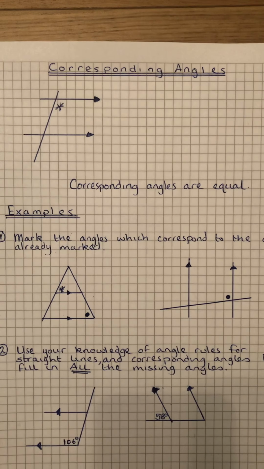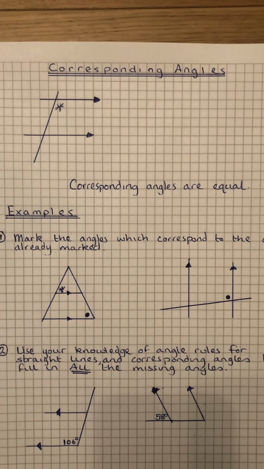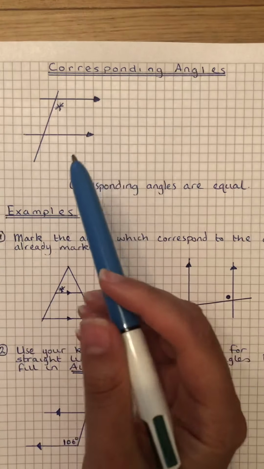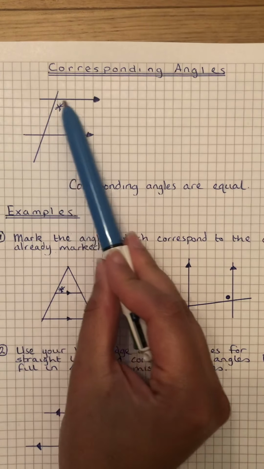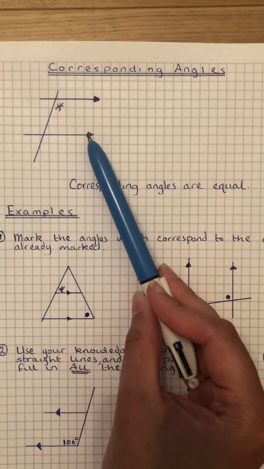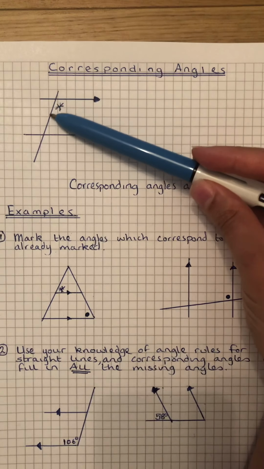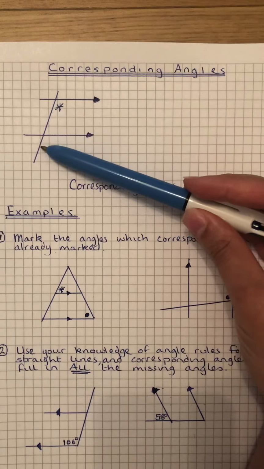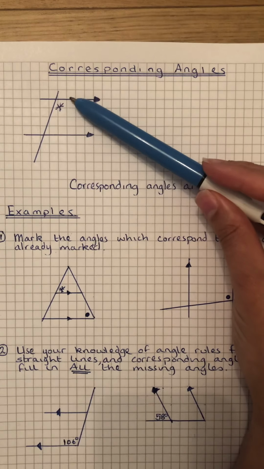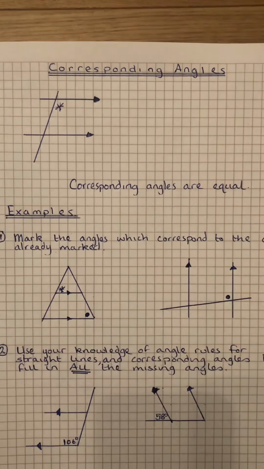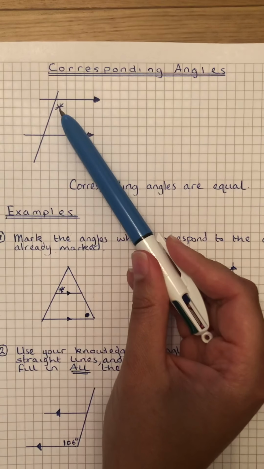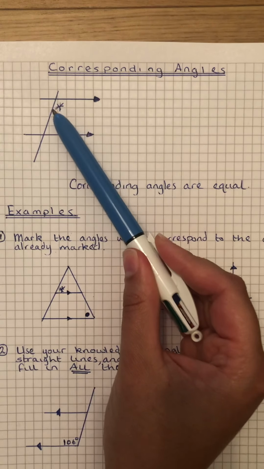Hi everyone! Today you're going to be learning about corresponding angles. So we've got a little mathematical diagram here that is made up of a pair of parallel lines, and then we've got a transversal line here. Now a transversal line is just a line that cuts across two or more parallel lines. And I have one angle that's already been marked.